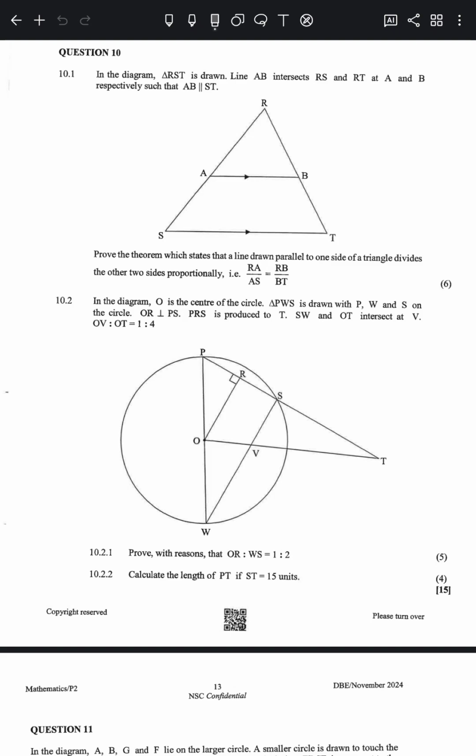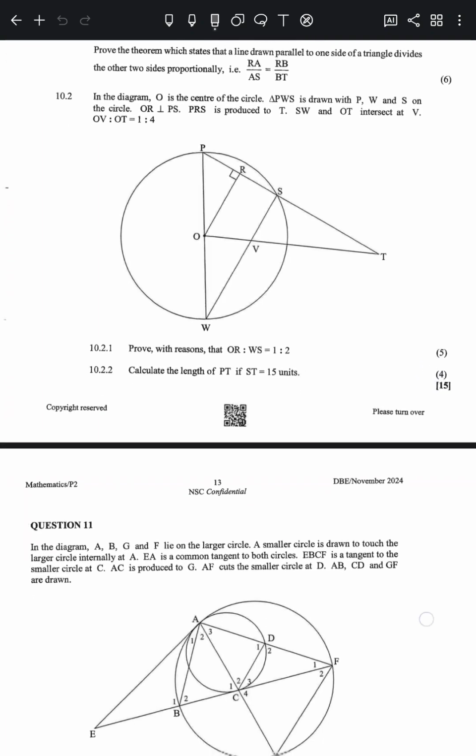And then they say prove with reasons that OR, you have to check where OR is. I can see that OR is giving something like the theorem of Pythagoras if you check OPR. So that is actually giving some sort of theorem of Pythagoras. Therefore, that is what we have. So now in 10.2, they say that the length of PT is equal to, if ST is equal to 15 units. This is really basic, and you can tell that even this circle is not that complicated.